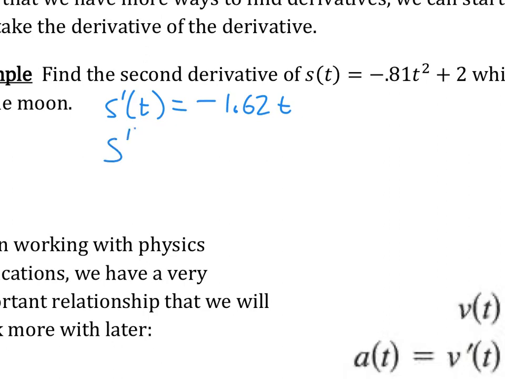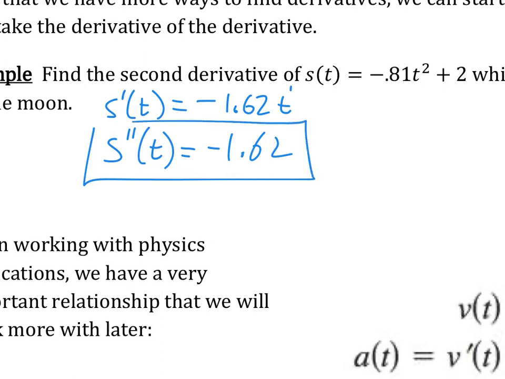If we want to find the second derivative, we write that like this. That is the derivative of the derivative. Well, this is negative 1.62 t to the first, so since this is t to the first, using the power rule, negative 1.62. That's the second derivative.